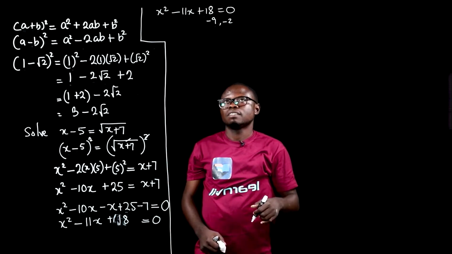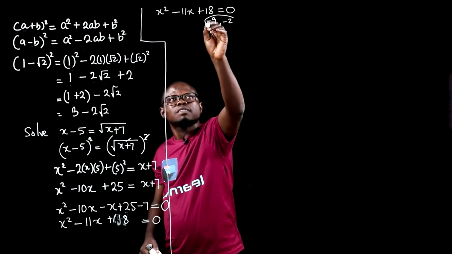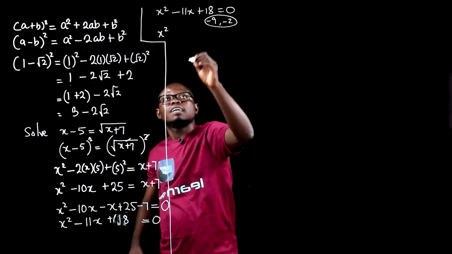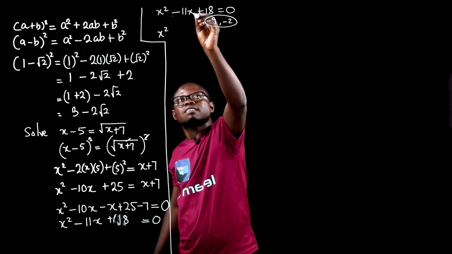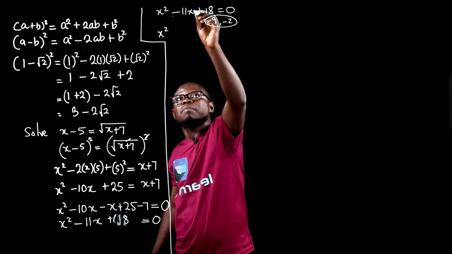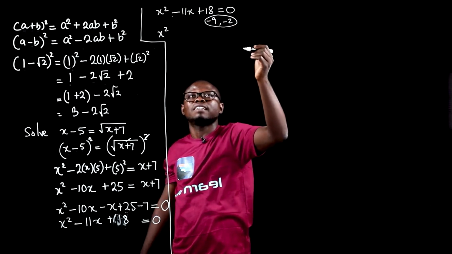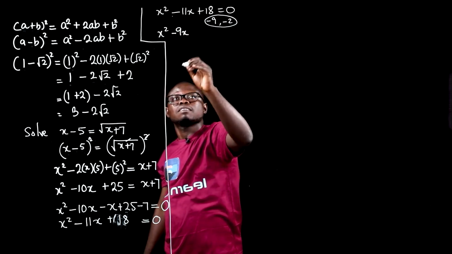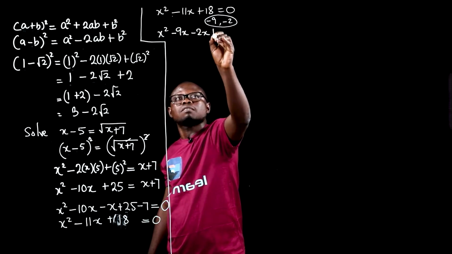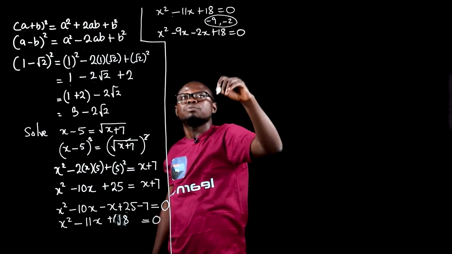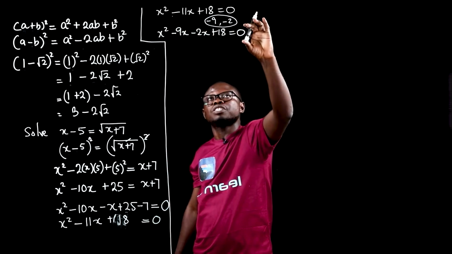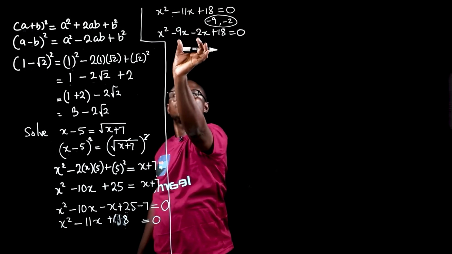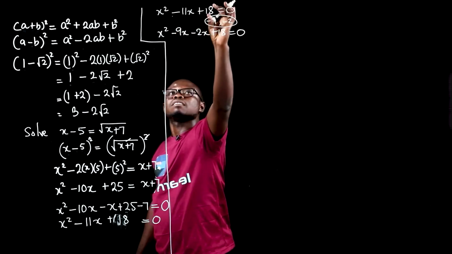That's great. So we pick these ones, rewrite our x squared, and express this particular term, minus 11x, in terms of minus 9 and minus 2. So that will be x squared minus 9x minus 2x plus 18 is equal to 0. Now this equation is actually equal to this. This is your x squared, this is your minus 11x, and this is your 18.